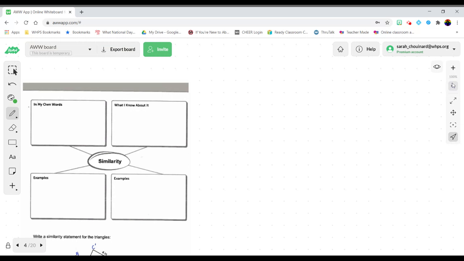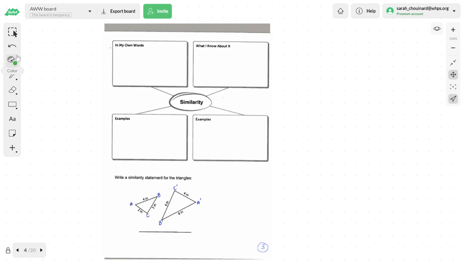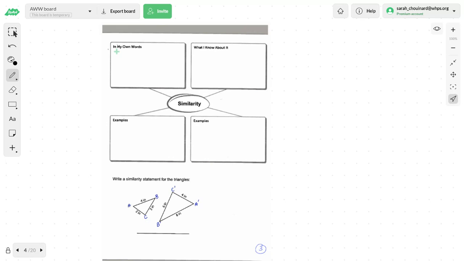So let's cover 2 vocab words. So the first vocab word I want to cover is similarity. So let's talk about what similarity means, what it means for 2 shapes to be similar. So to put it briefly, 2 shapes are similar if they are the same shape, but they're a different size.